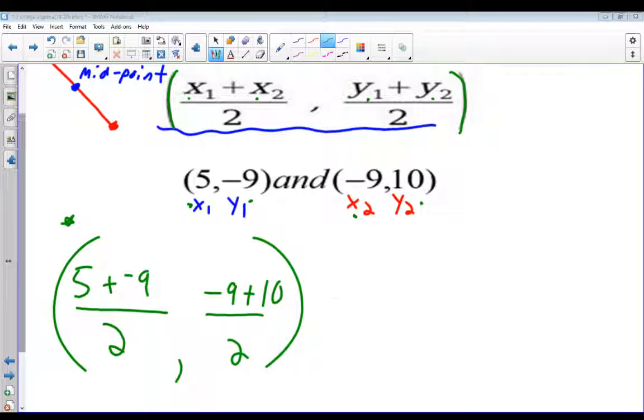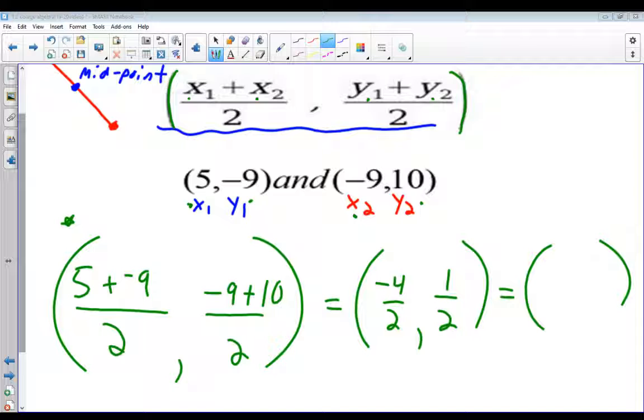All right, we got all the numbers plugged in. Now we can simplify. For the first part, 5 plus negative 9 is going to be negative 4, all divided by 2. The second part, negative 9 plus 10, will give us 1 over 2. And then if we can reduce anything, we can. The negative 4 divided by 2 becomes negative 2, and the 1/2 will stay as it is.